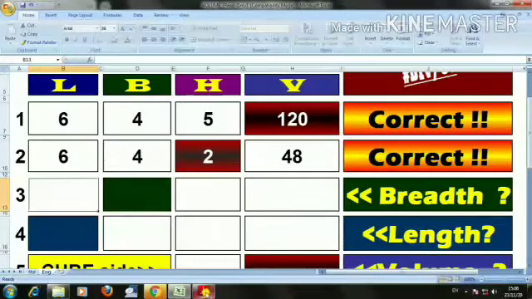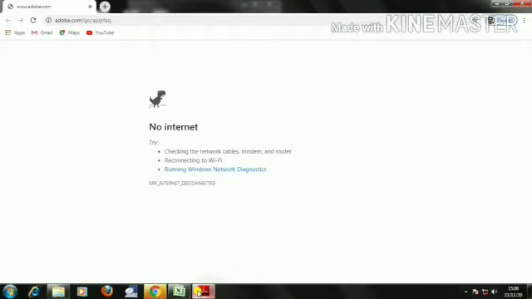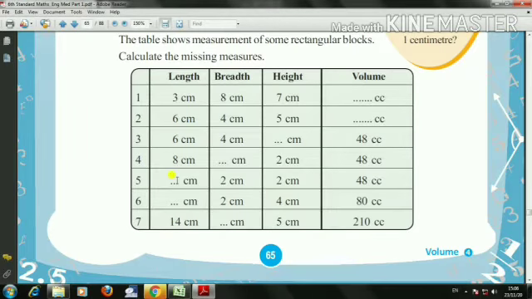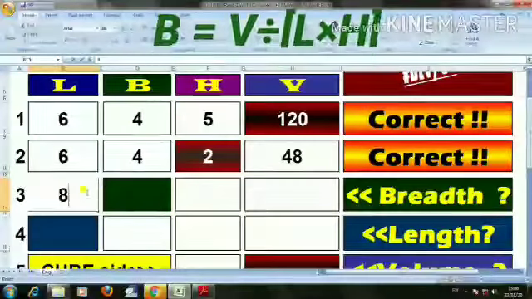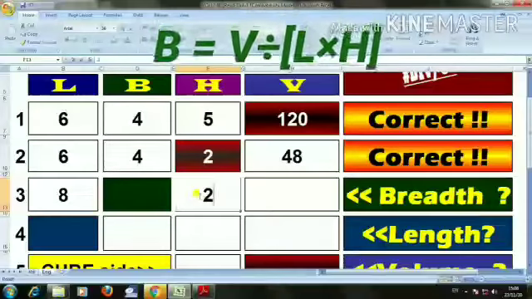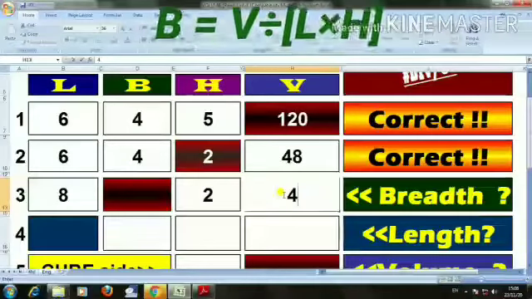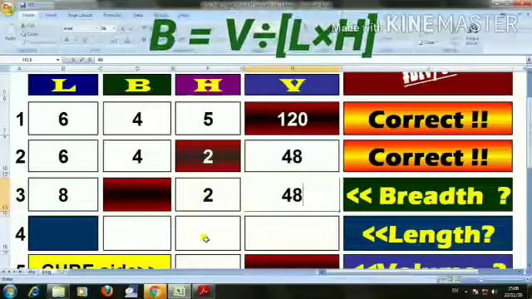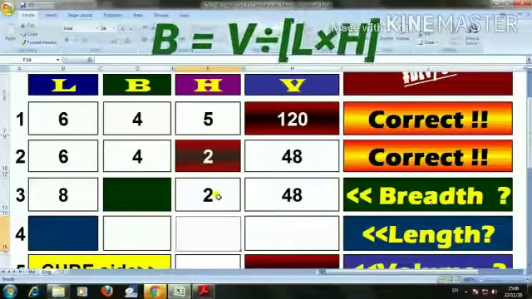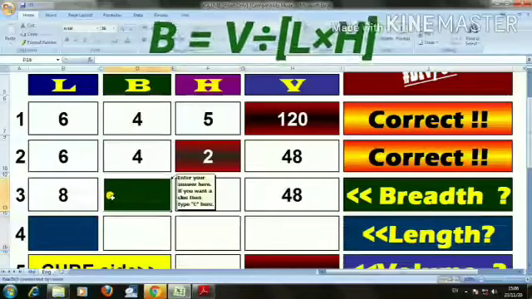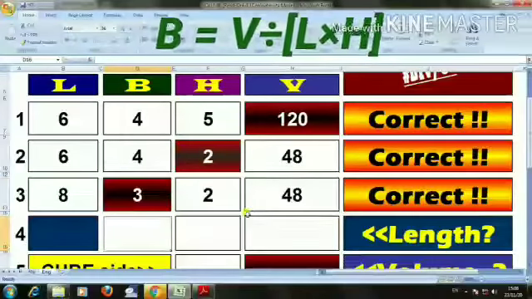Now let's go to the next one. Here is the answer. See, 8, 2, 48. Breadth is to be found out. 8 is here, 2 is here, 48. We enter the question now. Now we have to find out the answer. 8 into 2 is equal to 16. 16 into what is 48? 16 into 3. Enter 3. Correct.